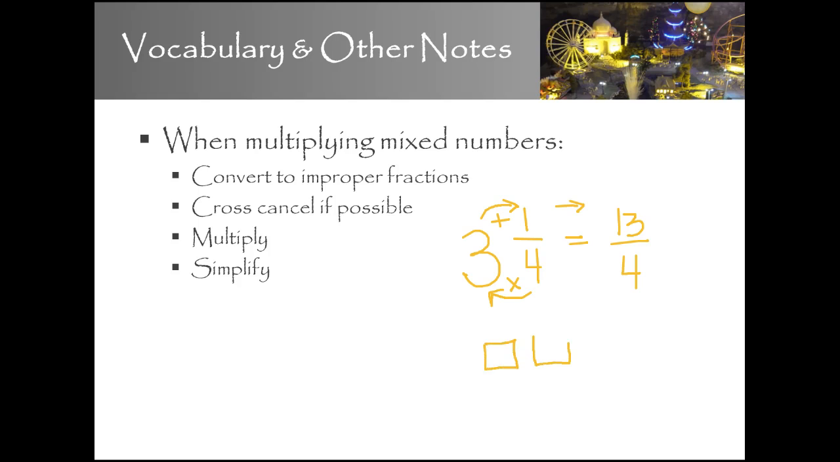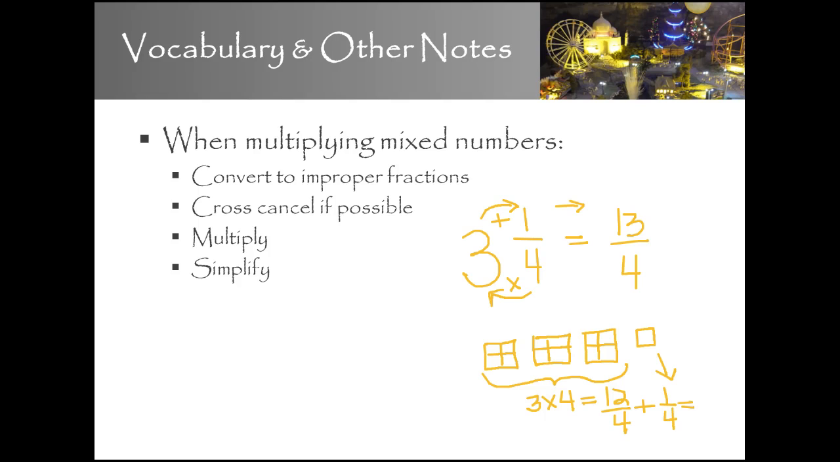When we multiply 4 times 3, what we're really doing is breaking the 3 units into fourths. So we have 4 fourths plus 4 more fourths plus 4 more fourths. 3 times 4 is the 12 fourths. Then we add on the extra fourth, and that gives us our 13 fourths.